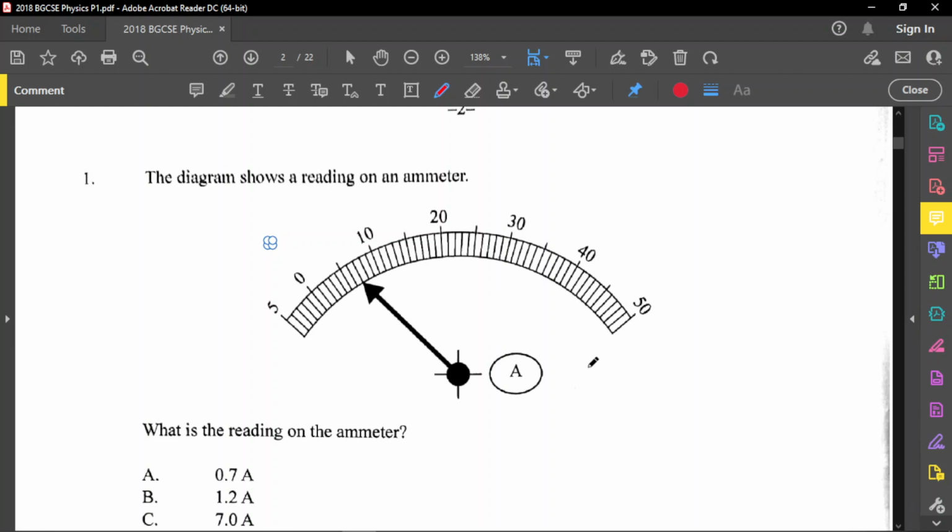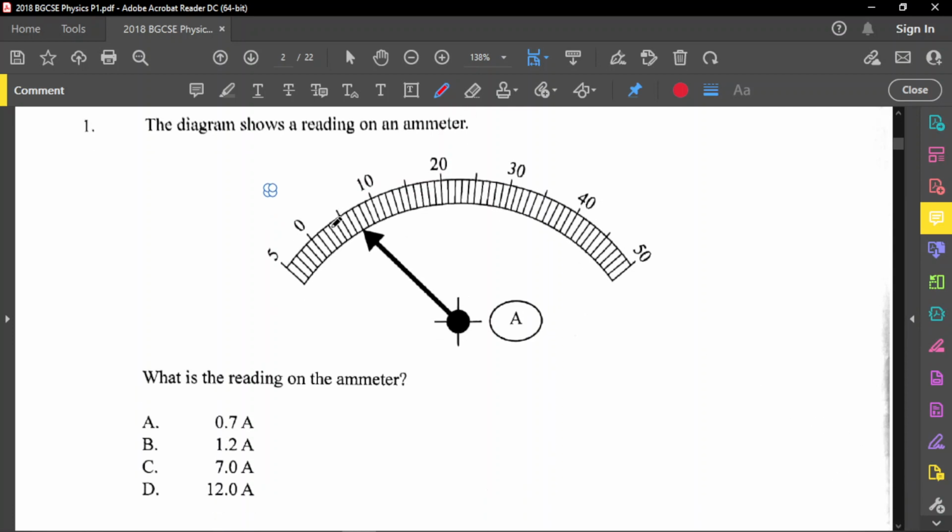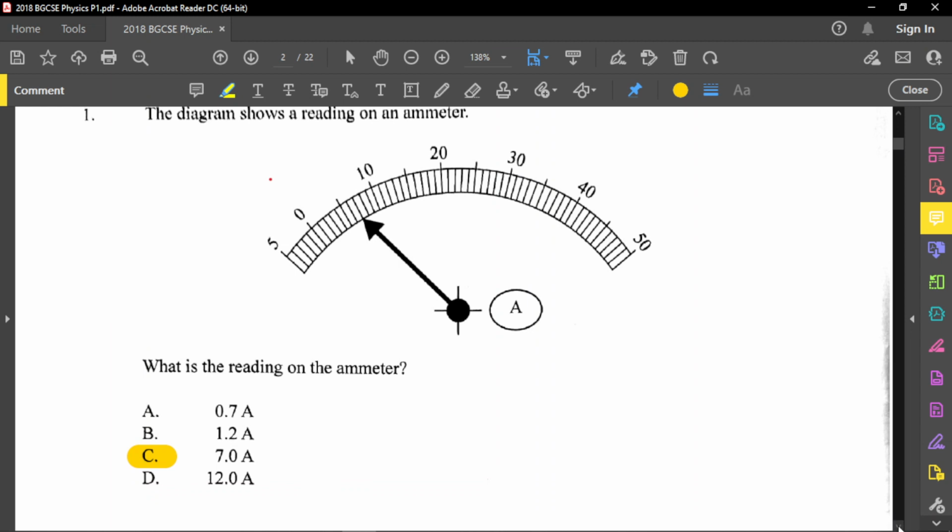Again, an ammeter is used to measure current and an ammeter must be connected in series within a circuit. Please note that as well. Therefore, if each of these graduations is 1, and this is halfway, which is 5, and so this is 6, then this must be 7. And so the answer must be 7 amperes. Current is measured in amperes.